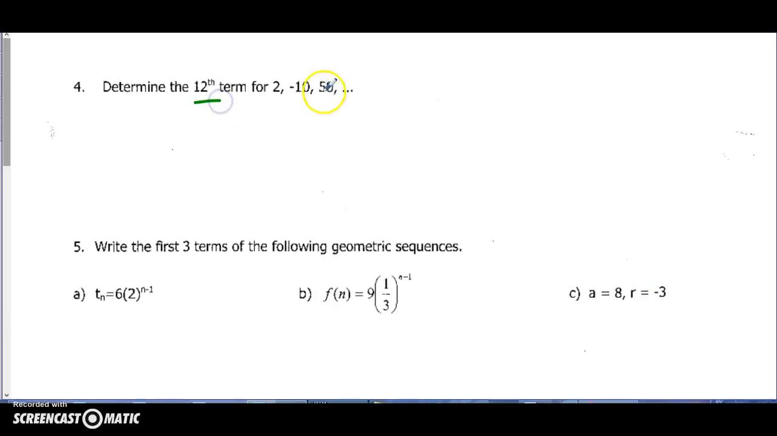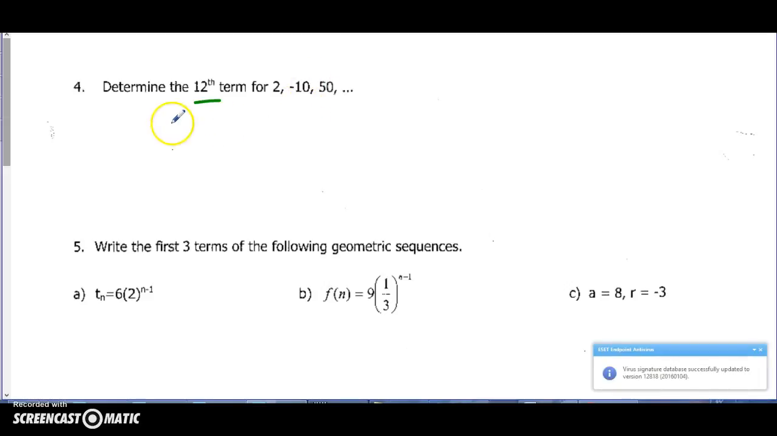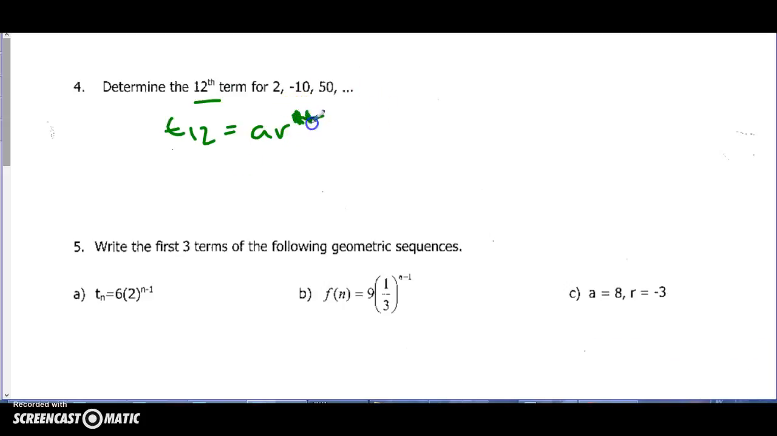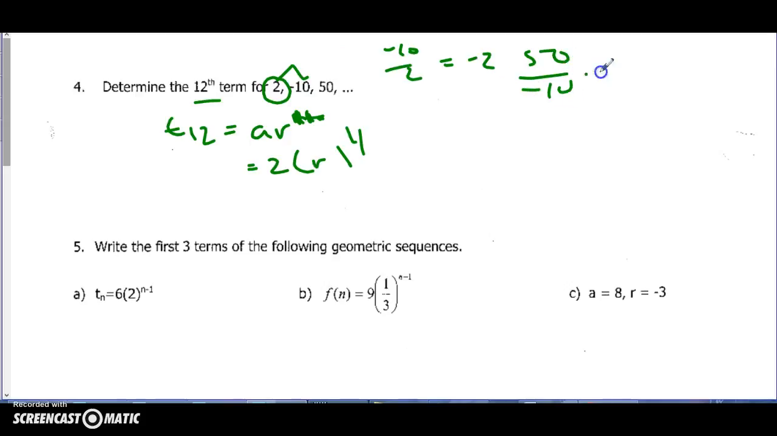Now determine the 12th term here. Same question, I still want to find T12. So I'll use this formula right here. I need A and I need R, and it's going to be to the power of 12 minus 1, which is 11. So let's figure out what A and R are. A is my first number, which is 2 again. And then I have R to the 11th. What's my R? Well, it's minus 10 divided by 2, which is minus 5. It's 50 divided by minus 10, which is minus 5. So how do I go from this number to this number? I multiply by minus 5. So now I go 2 times minus 5 to the power of 11.